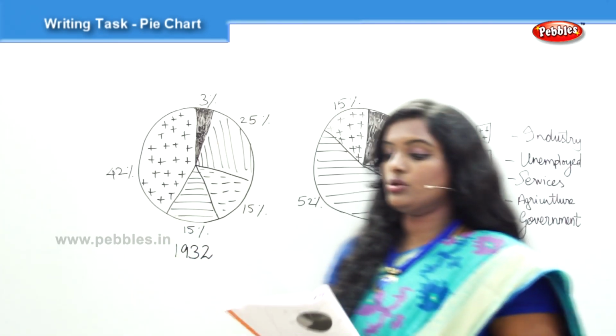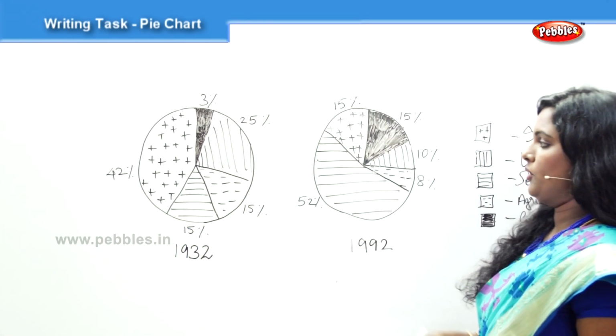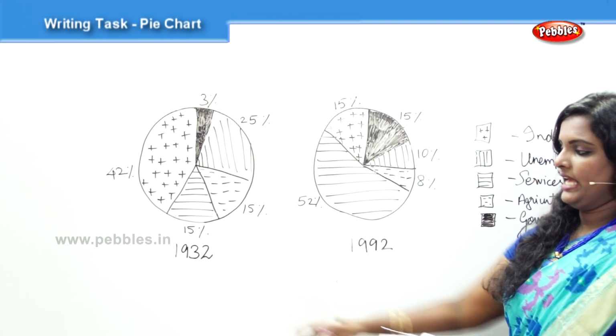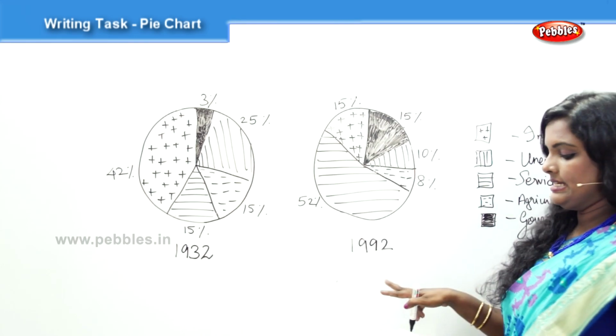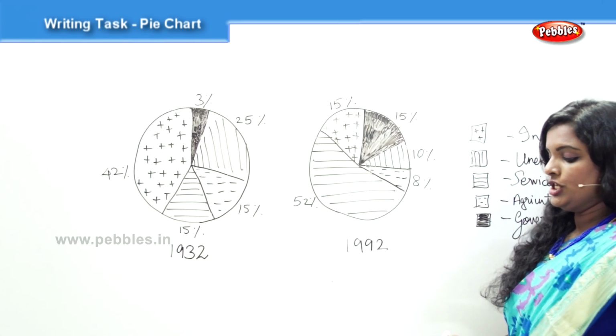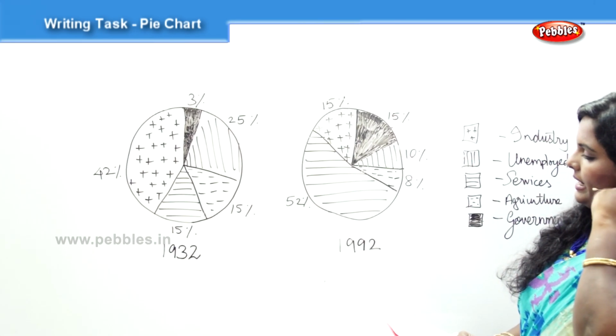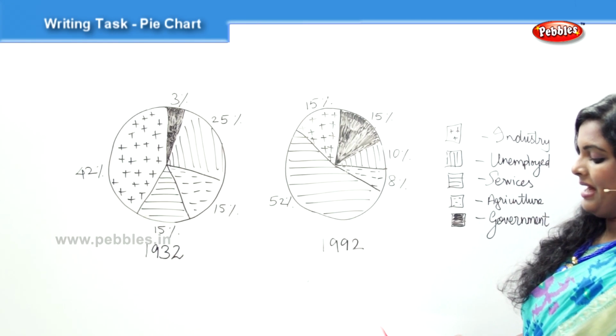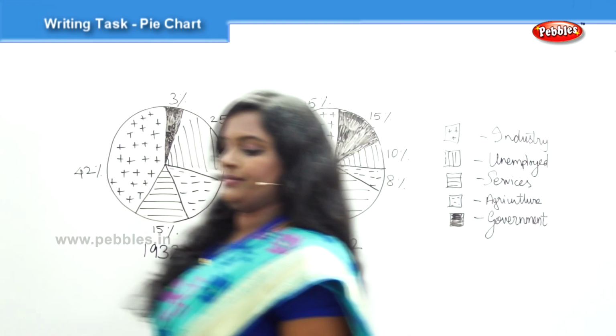The charts show the distribution of employed and unemployed people in Philippines in 1932 and in 1992. Summarize the information by selecting and reporting the main features and make comparisons where relevant.